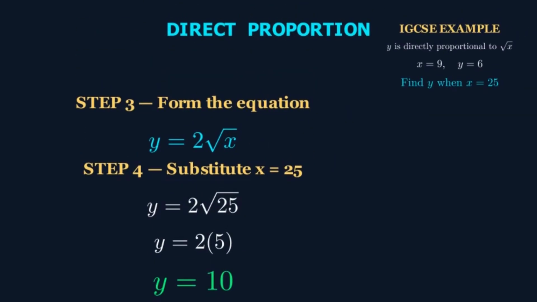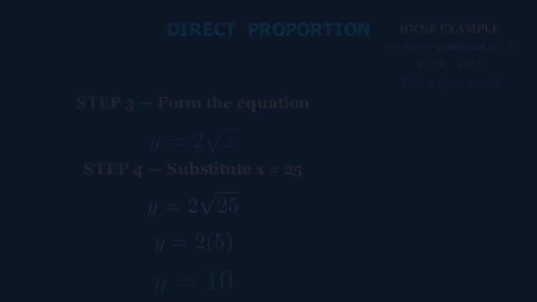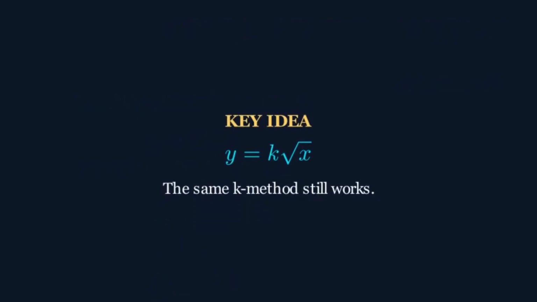Remember the key idea. y is directly proportional to the square root of x means y equals k times the square root of x.